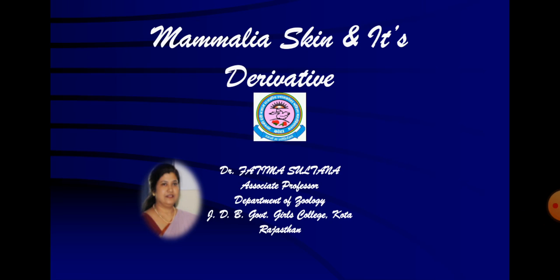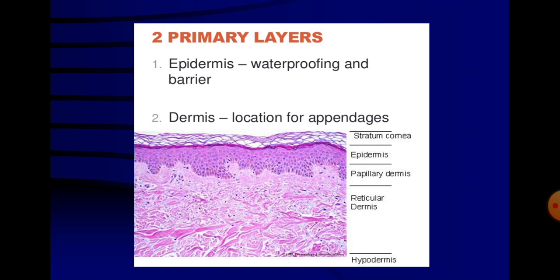Today we are going to discuss the mammalian skin and its derivatives. What is skin? The alternate name for skin is integument, and integument comes from a Latin word that means to cover. The integument as an organ is also known as skin. There are many derivatives like hair, nail, and a variety of glands which we are going to discuss.